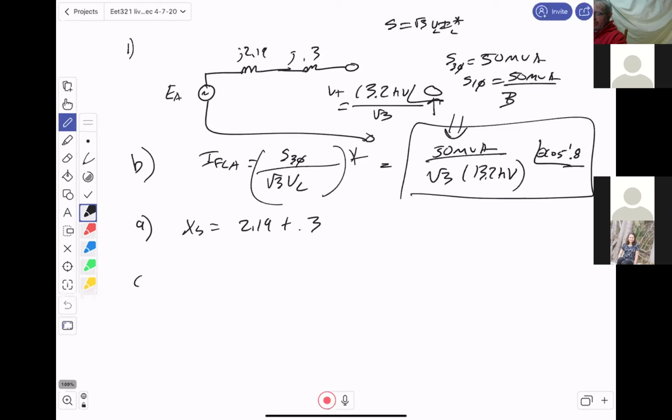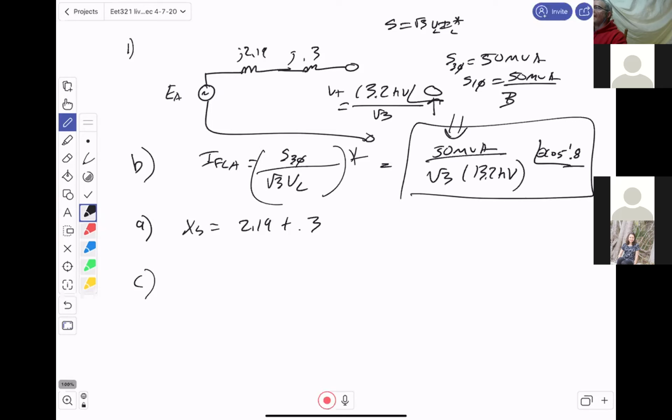Now the question is, what is the air gap voltage? Does anybody know or understand what the air gap voltage is? Would you do a sum of the voltages, but you'd look at just the current through the 0.3, like through the imaginary, the 0.3, like the inductance piece of it?